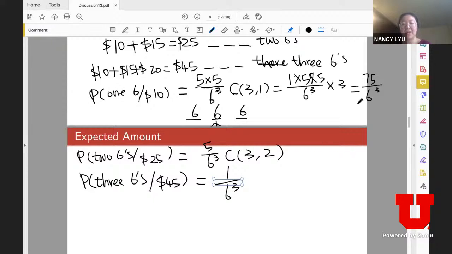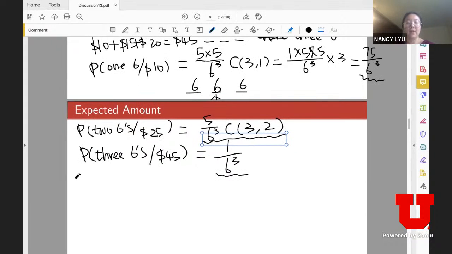Okay, and now you have found the probabilities in each case that a player wins $10 or $25 or $45. And then you just want to calculate the expectation, or the expected amount of money. That's just X here. And how do you compute this?